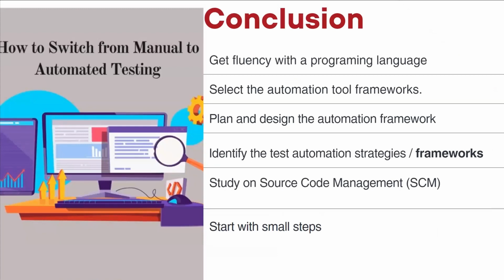Now, to conclude, you see the reason behind it: if a manual tester switches to automation testing, they get fluent with a programming language, select the automation tool, and plan and design the automation frameworks that I already mentioned. At the end, you need to study source code management, that's basically GitHub and all. So you have to strategize all your concepts, then plan accordingly and learn automation. Trust me, learning automation is very easy. You just need to know the right path. And I hope I've explained all of this in this video.